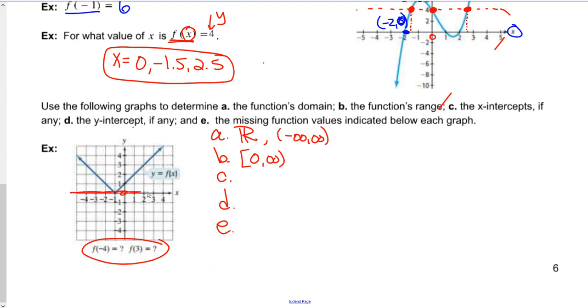So we're going to look along here and see where our point is that intersects the x-axis. And that is right there at -1. Therefore, that is my x-intercept. When I look at the y-axis, and I'm looking for where that function crosses or intersects, it is right there, which is at +1.